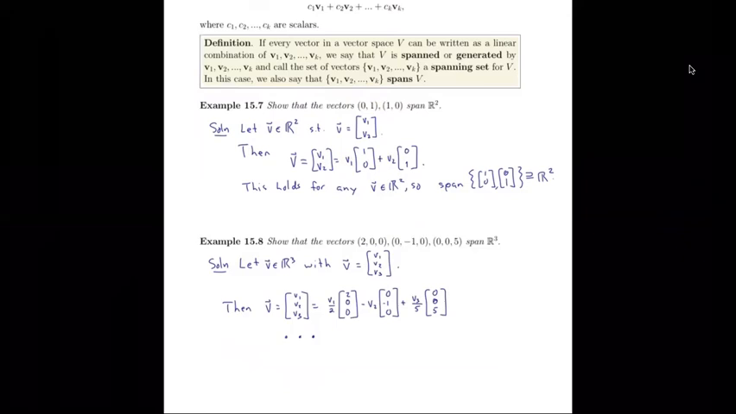Now, second example: show that the vectors (2, 0, 0), (0, -1, 0), and (0, 0, 5) span R3. These are not the standard basis vectors, so you might not necessarily expect them to span all of R3. The key thing we're going to see is that they have zeros in different places. They have a non-zero term all in different places. That's going to be what makes this one a little bit more straightforward. They don't need to have non-zero entries in all different places in order to span the whole space, but we'll see more about that to come in chapter 4.